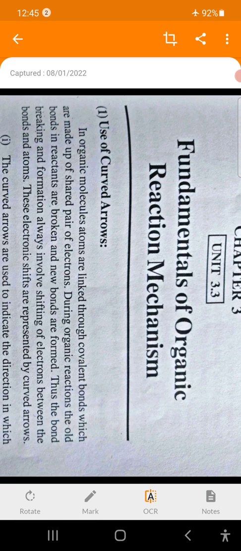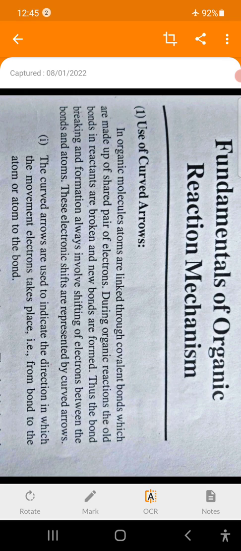For paper second, only one topic is there which we already completed, that is stereochemistry first. That one is the only topic for paper second. Then here we start this third topic from paper 1, that is fundamentals of organic reaction mechanisms. We discuss here first the use of arrows in chemical reactions.